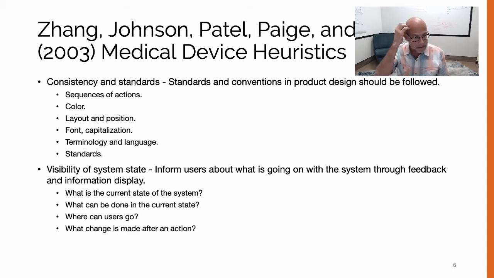The second one is visibility of the system state, or the status of the system. So always inform users about what's going on, keep them informed via feedback and displaying information. So it's always helpful for them to know what's the current state of the system, what's the system doing, what can I do during this period of time, where can I go, and what change would I expect to happen after I select something or make an action. That's the notion of visibility of system state.